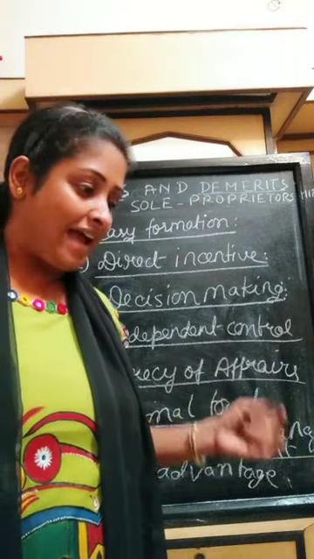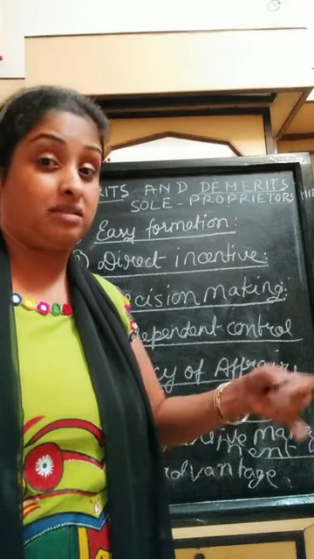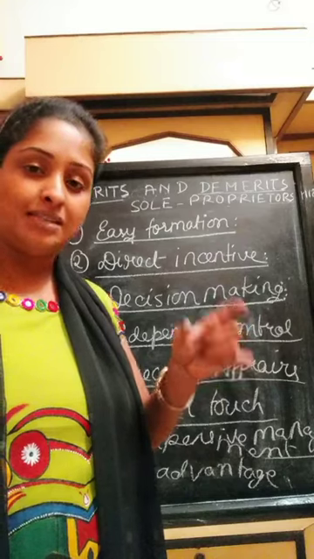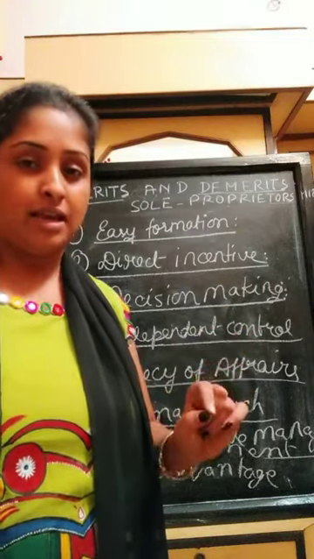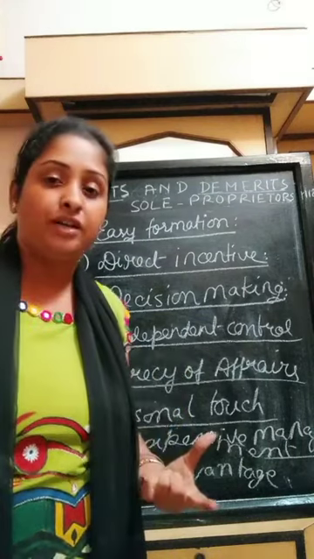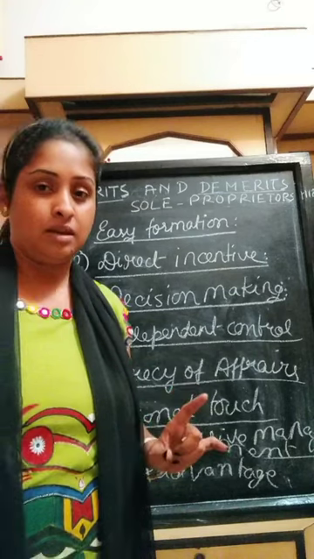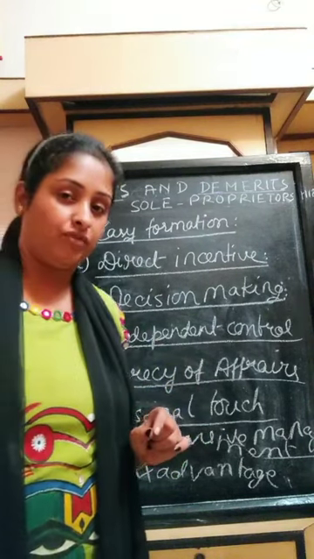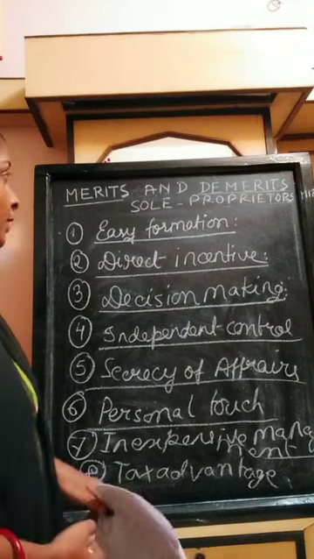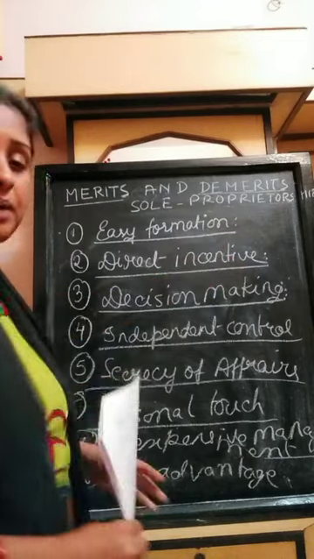The owner is taxed individually, and his business is not taxed separately. As an individual, he has to pay tax, and that is all. His business is not separate from him, so he doesn't have to pay tax separately for his business. So he enjoys a tax benefit for this. So these are the important advantages, or merits, of sole proprietorship business.